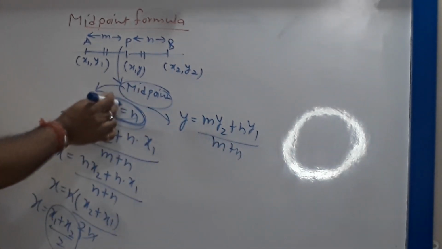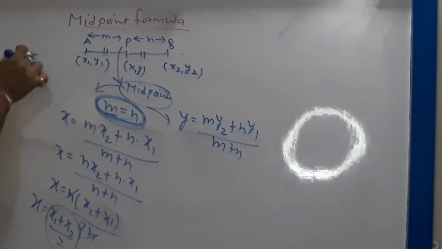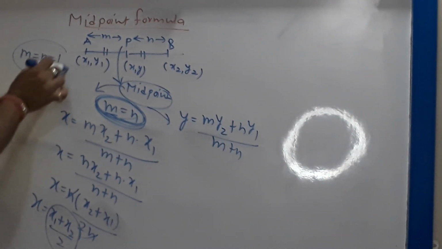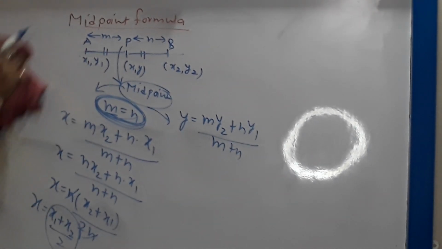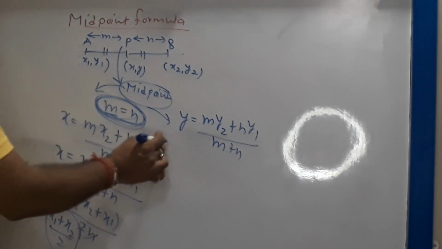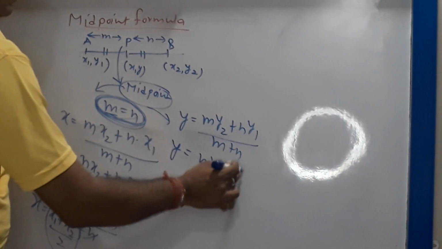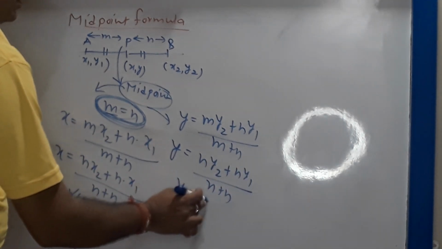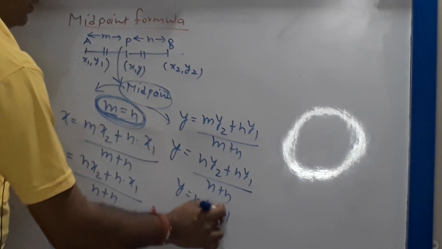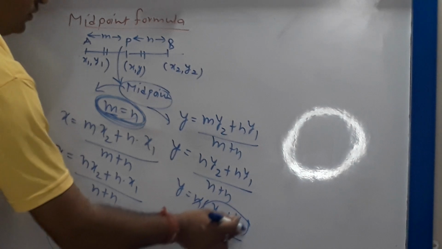Now, since P is a midpoint, both the ratios are equal. It is not necessary that m and n both are equal to 1. They are in the same ratio. m and n can be equal to 2 also, or 3 also, because the ratios are equal. So y will be, replacing m by n, n y2 plus n y1 upon n plus n. So y will be n common, y2 plus y1 upon 2n. n cancels, y1 plus y2 upon 2.